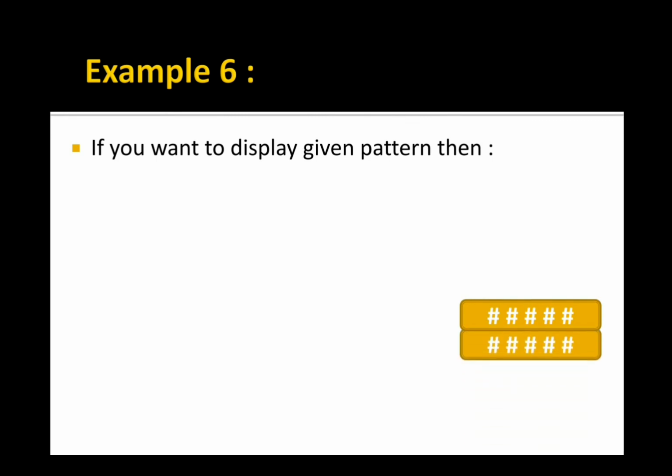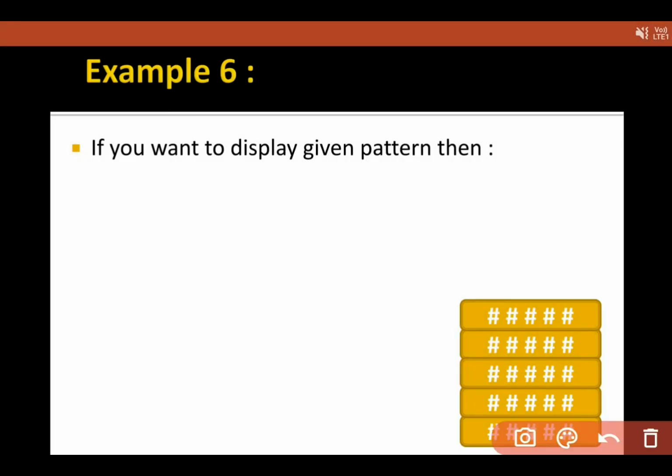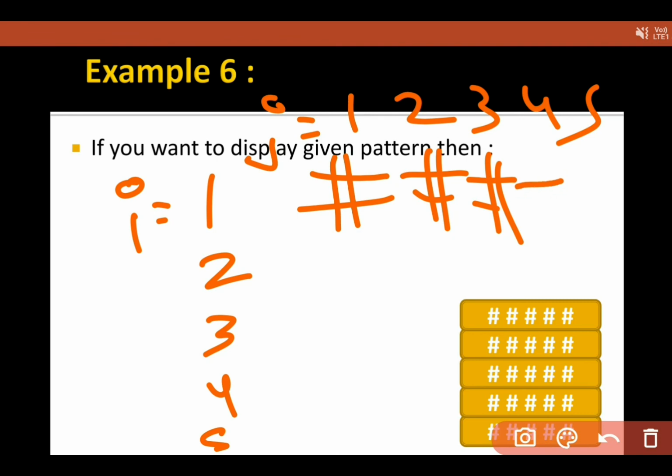Now our next pattern. If I want to display hash 5 times in different lines, what do I have to do? I have to do nothing. Just a simple thing we have to do. What? Exactly. The counting should be the same. Means i will count 1, 2, 3, 4, 5 and j will count 1, 2, 3, 4, 5. Same manner. But what do we have to do? We have to display hash. Count the same but display hash.